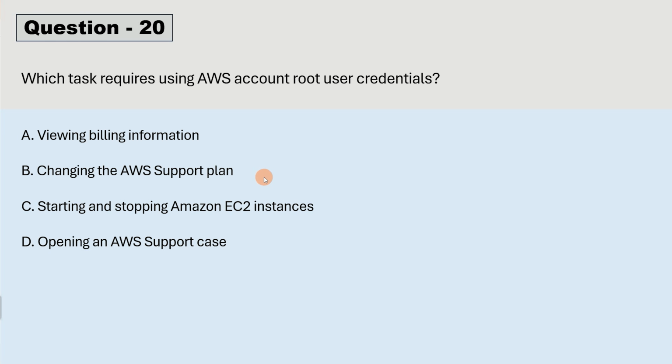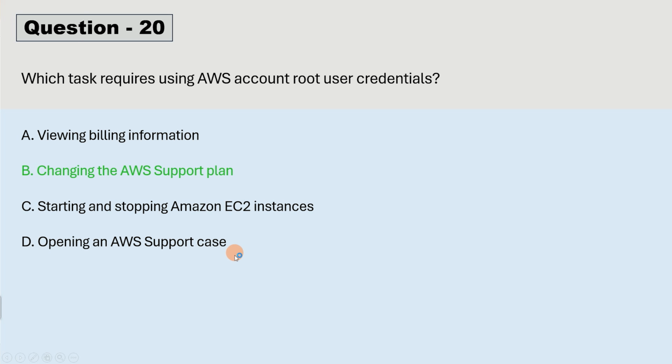Now let me reveal the correct answer. Correct answer here will be option B, changing AWS support plan. Because only root user can perform certain high level account tasks, and those are changing the AWS support plan, closing AWS account, and changing the root account settings like email or password. So these are few tasks which can be performed by root user credentials only. And rest of the tasks, like you can definitely open the support case.